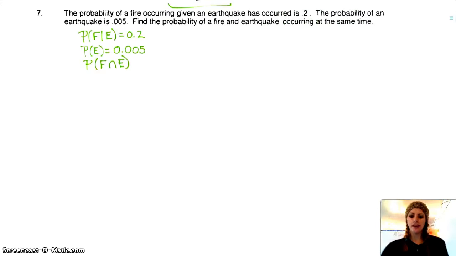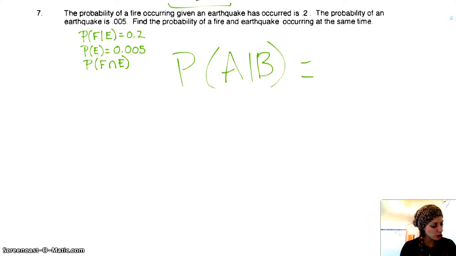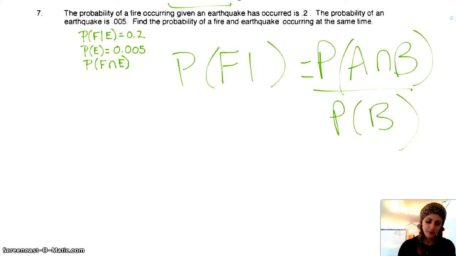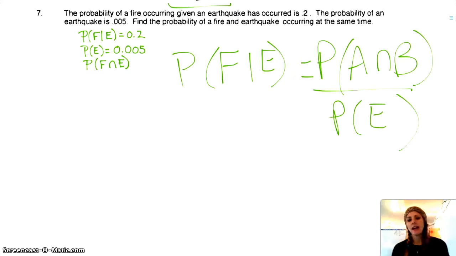This one's actually pretty straightforward because we have that formula on your stats packet that says the probability of A given B is equal to the probability of A and B all over the probability of B. In this case, we have the probability of fire given earthquake, and we have the probability of an earthquake, which is our B. We know those 2 values, so we just plug them in and solve for the probability of A and B. Pretty straightforward, as long as you knew to use this formula.